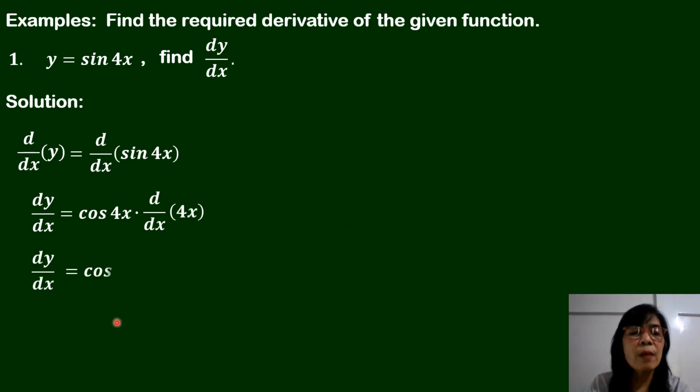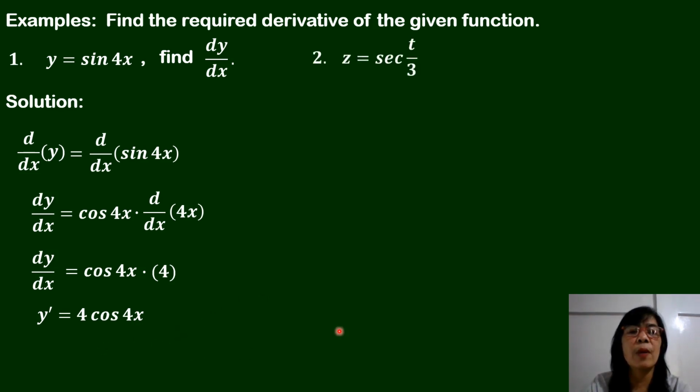So further, we now have the derivative of y with respect to x equal to cosine 4x, and the derivative of 4x, we have the product 4 times x. Since 4 is constant, we write that one outside, and the derivative of x with respect to x is equal to 1. So finally, we have the derivative of y with respect to x is equal to 4 cosine 4x.